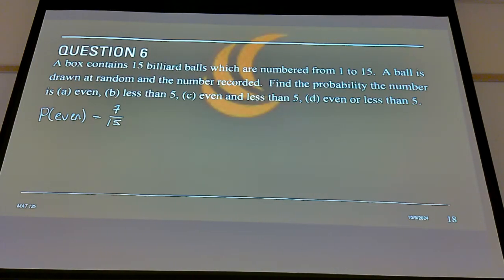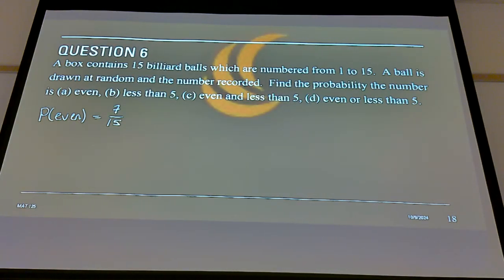Yes, so 15. See, they're throwing more information at you than you need. I didn't have to mention billiard balls. I could have just said, consider numbers 1 through 15. What's the probability of picking an even number? So this is literally just about numbers.